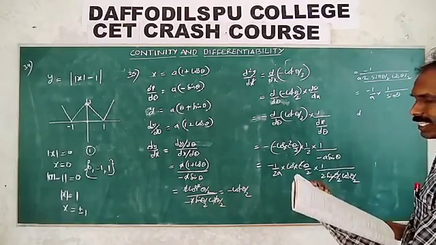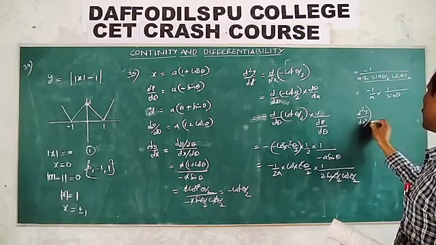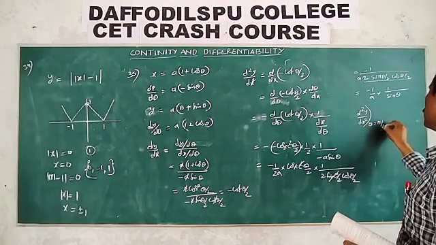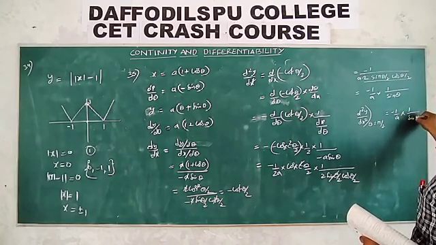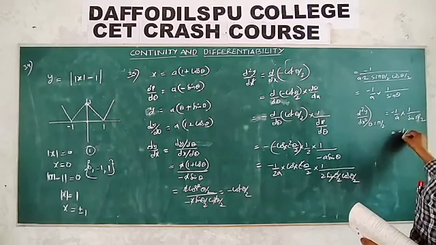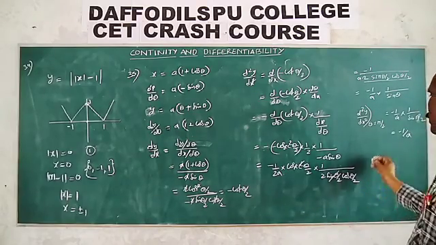And at theta equal to pi by 2, d square y by dx square at theta equal to pi by 2 implies minus 1 by a sin pi by 2, whose value is 1. So the answer is minus 1 by a. So the first option is the correct answer.